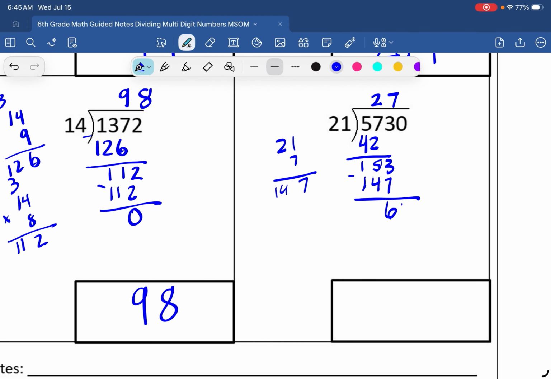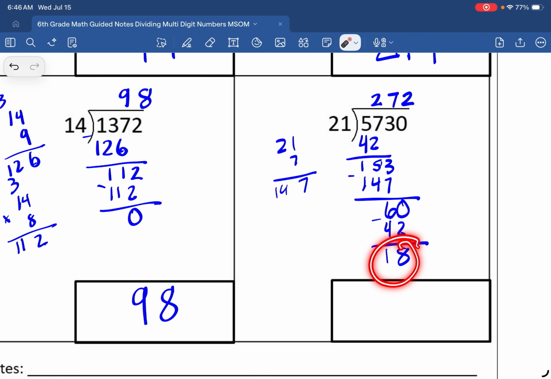Now I'm going to bring down my 0. 21 into 60, well, 20 goes into 60 3 times, but that might put me over with 21. So let me show you 3 and see what happens. If I put 21 times 3, that gives me 63. When I subtract, that's going to be a negative number. So it's not going to be 3, but it's probably going to be a 2. So 21 times 2, that is 42. 60 minus 42 is 18. 18 is less than 21, but I have no more numbers to bring down.